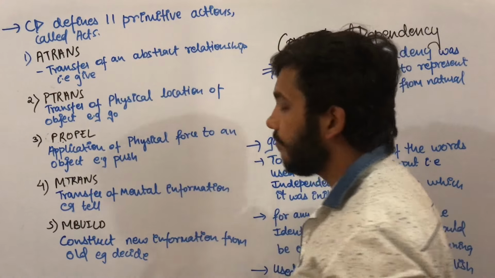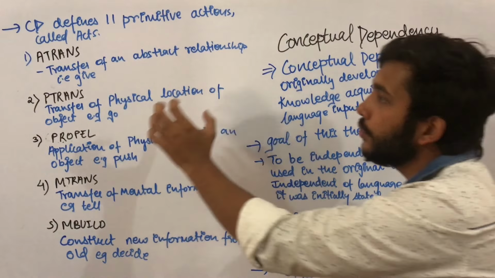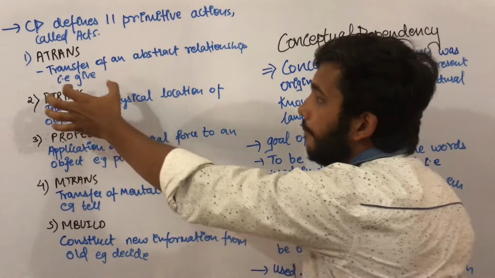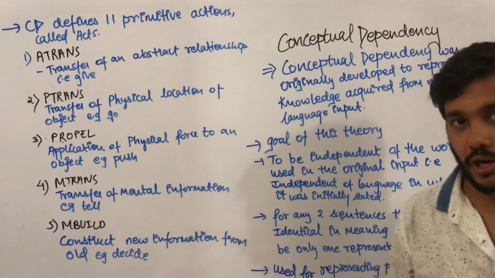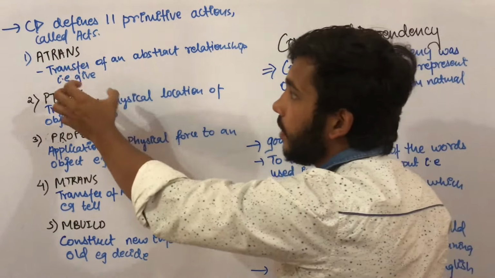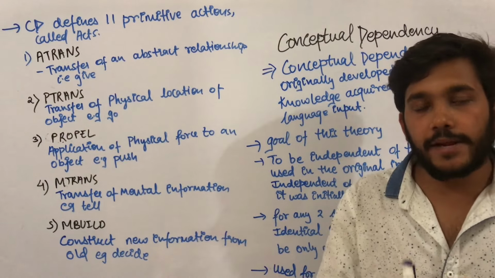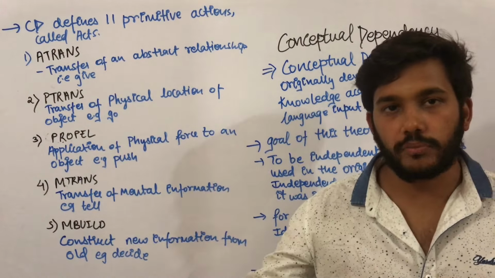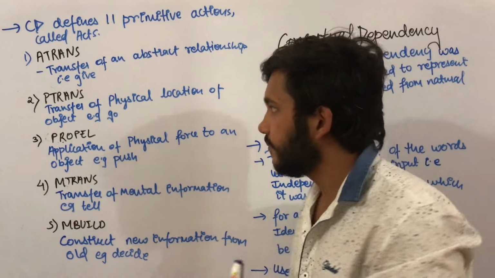First is A-Trans, the transfer of an abstract relationship. When you are transferring some relationship, then you are going to use A-Trans. Example, give. Tarun gives a rose to Anushka. So this is an example of transfer. Here a transfer of an object takes place from one person to another. That is, the rose is being transferred from Tarun to Anushka.